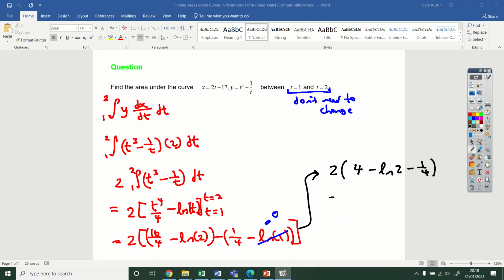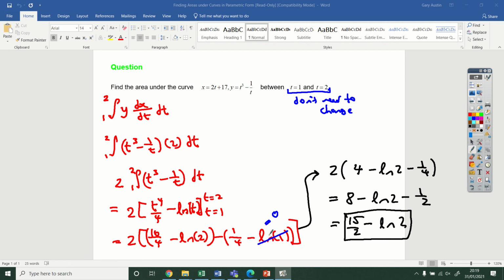And then simplifying, that gives me 8 minus the natural log of 2 minus 1/2, which is going to be, what's that, 15 over 2 minus natural log of 2. That's our exact answer. Okay, fab. Again, hopefully that one was all right.